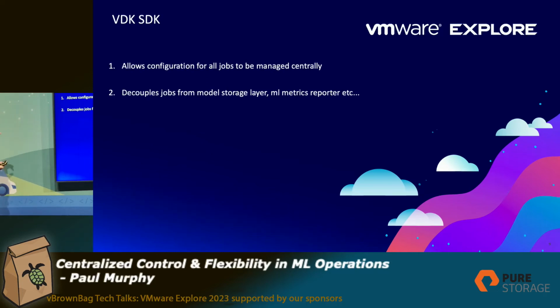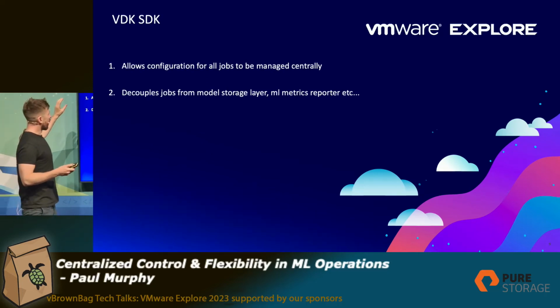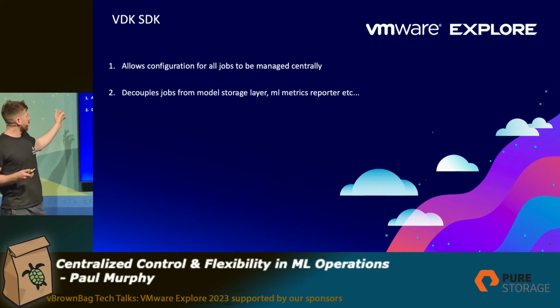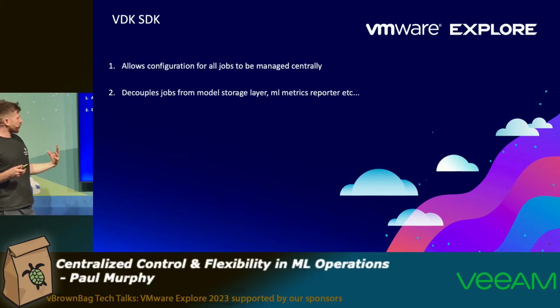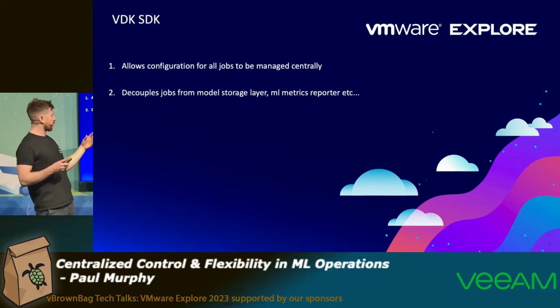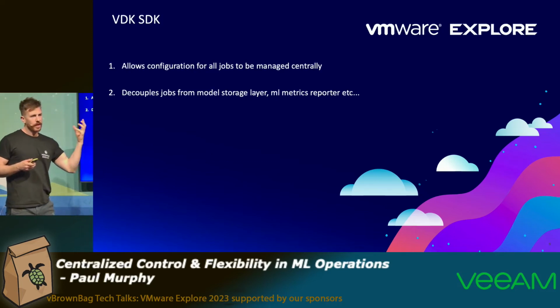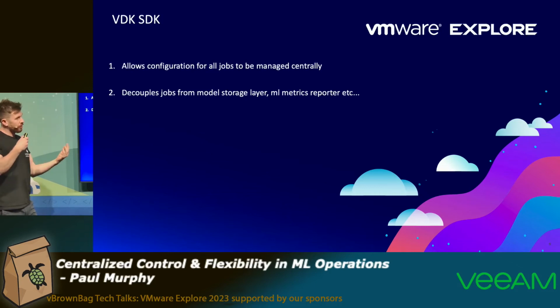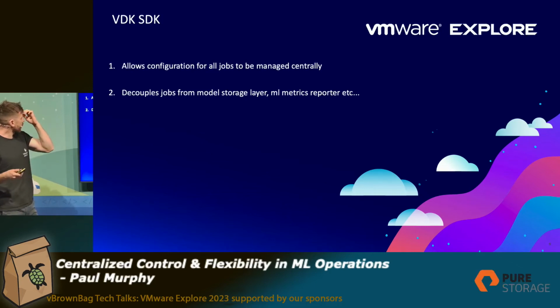So there's 3 main issues in this code. Now, this is where the VDK SDK comes into play. It allows the configuration of all jobs to be managed centrally. And it decouples your jobs from your model storage layers and your reporting platform, your ML metrics reporters, and also from whether you want to use GPUs or not.